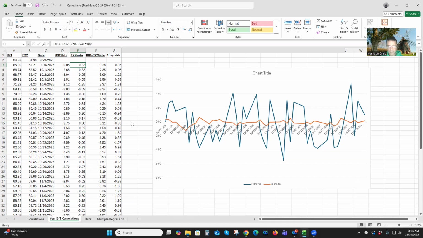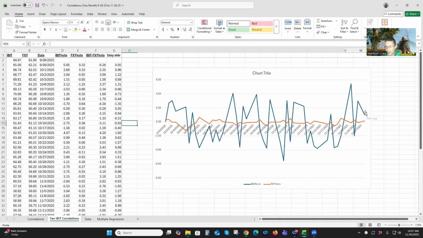And then on the right, you see the blue line is Bitcoin or IBIT, and the orange line is the Japanese yen or FXY. Those are the exchange traded fund ticker symbols. And we see obviously every time the blue line, which would be IBIT or Bitcoin, goes way above FXY, it typically is overvalued and will snap back down.